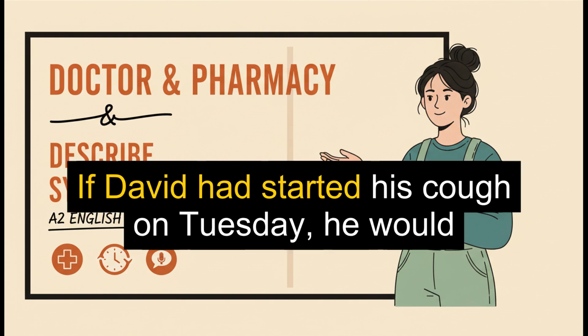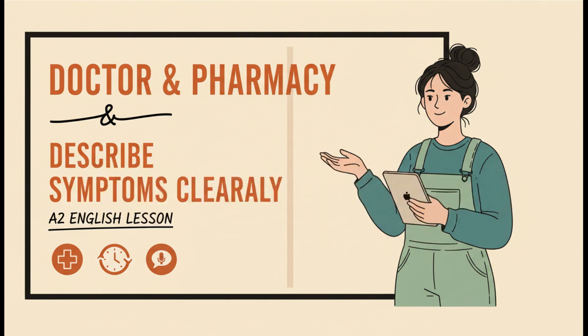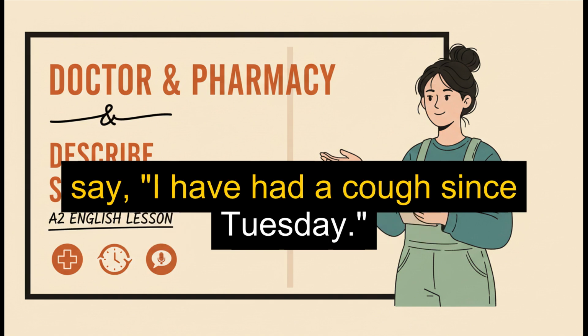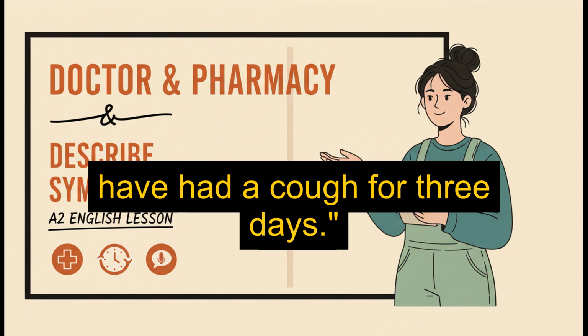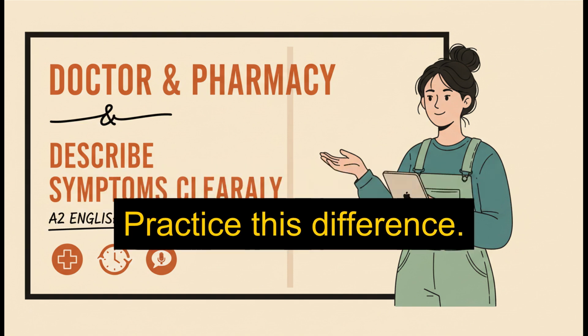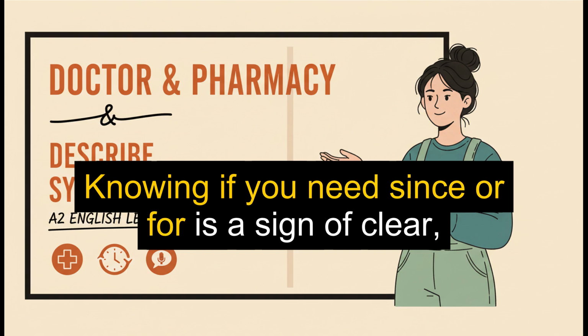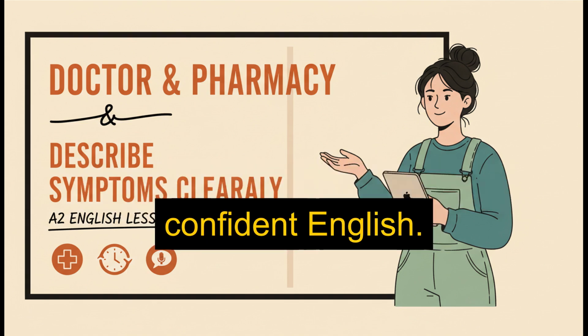If David had started his cough on Tuesday, he would say, I have had a cough since Tuesday. If he is measuring the length of the problem, he says, I have had a cough for 3 days. Practice this difference. Knowing if you need since or for is a sign of clear, confident English.